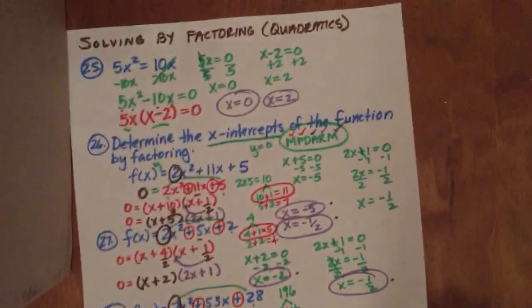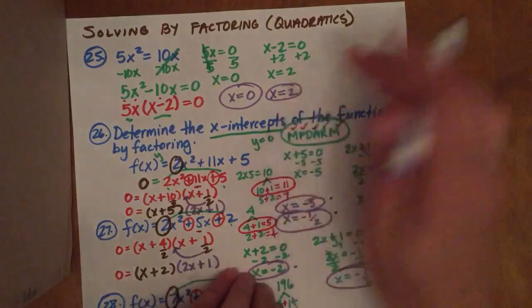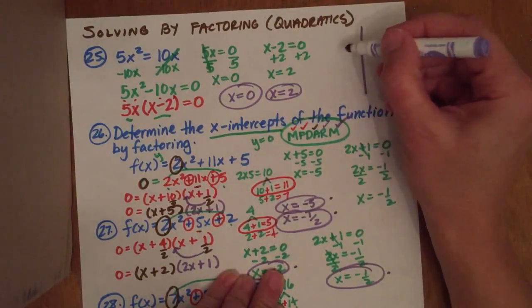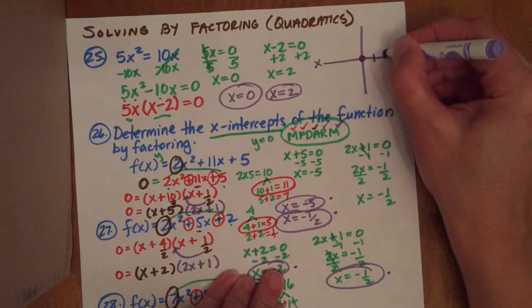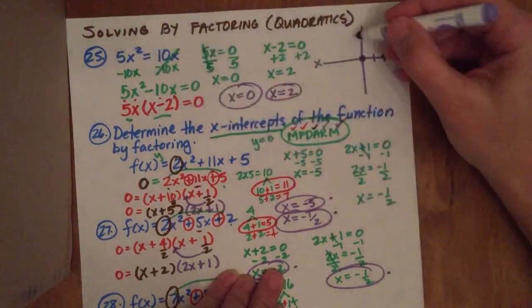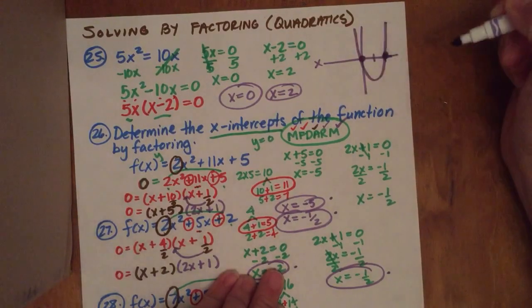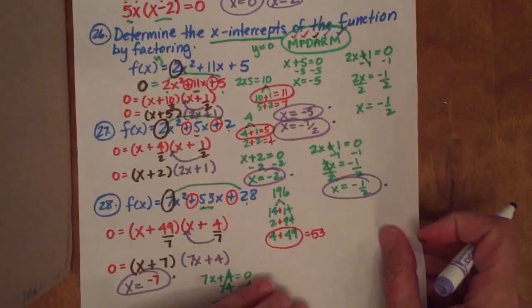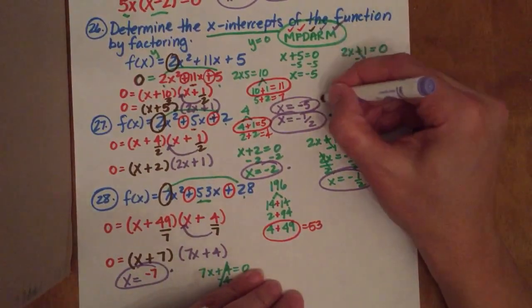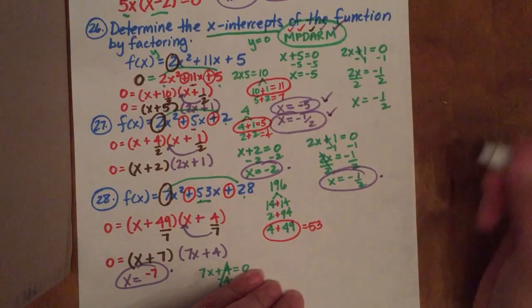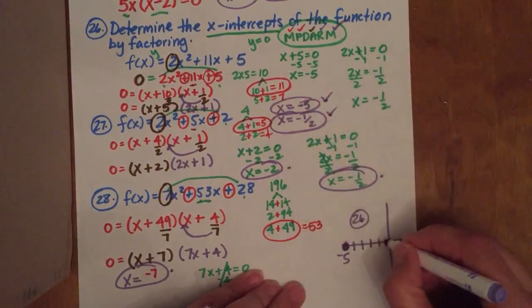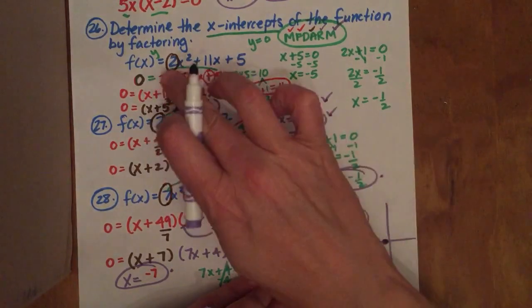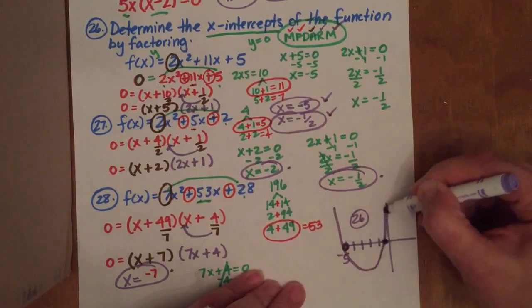So if you look back at number 25, we got 0 and 2. What that means is if I were to graph this parabola, this parabola is going to intersect the x-axis at 0 and 2. And since my a value is positive, I know it's going to open up. So it's going to look something like this. Okay. So now let's go down and look at number 26. If I'm looking at number 26, my two values are -5 and -1/2. If I were to graph number 26, I would have a point at -5, and I would have a point at -1/2. And because this is a positive a value, it opens up, it's going to look something like this.